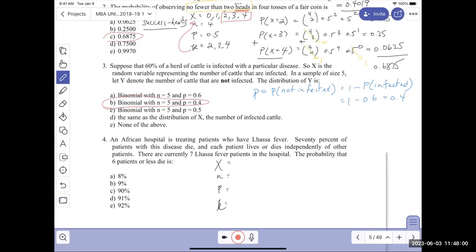Usually you can go to the last sentence. Well, it's either what you've been given and work with that, but really you have to answer the question. So you have to go to the last sentence. The probability that 6 patients or less die. So death, unfortunately, is what we're looking for, okay? So death.